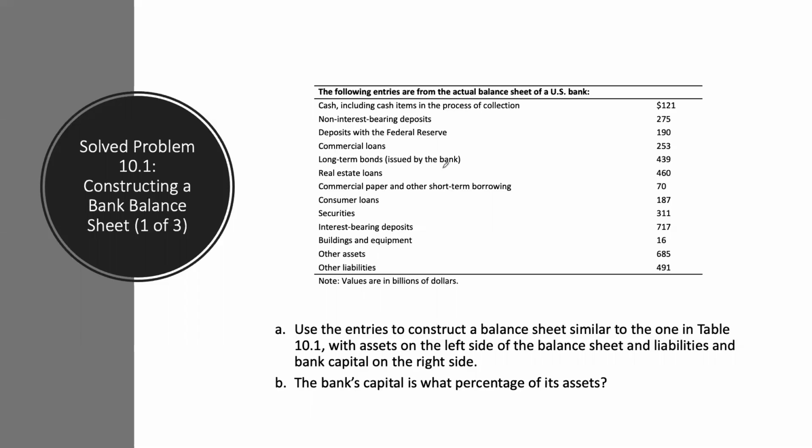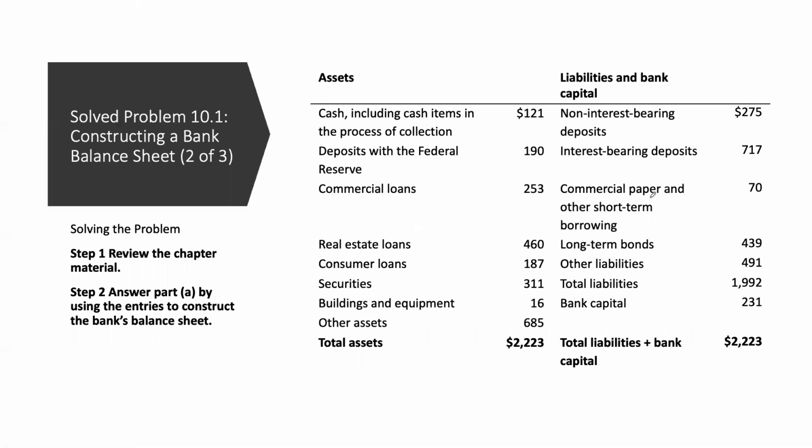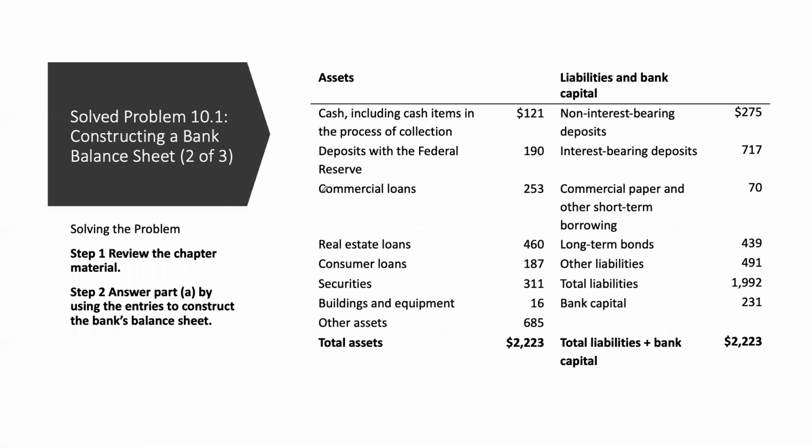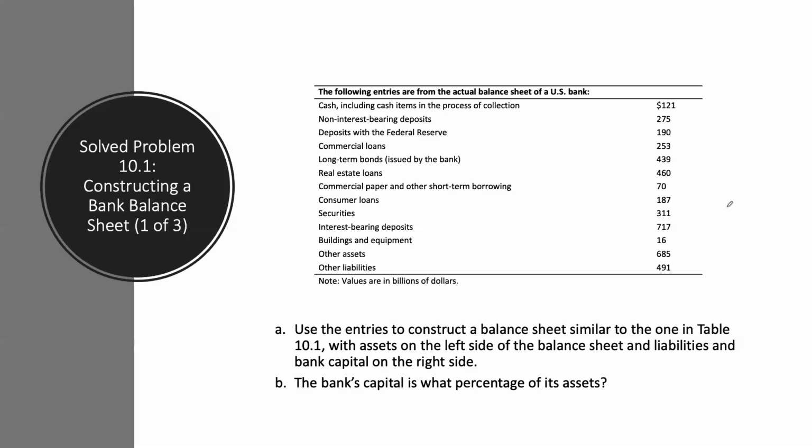Long-term bonds, which are issued by the bank, so there's long-term borrowing that the bank is doing, so there's a liability on the bank. So long-term bonds goes on the liability side. Real estate loans, any kind of loan is an asset to the bank, so that goes on the asset side. Commercial paper and other short-term borrowing, again, this is borrowing that the bank is doing, so that goes on the liability side for the bank.